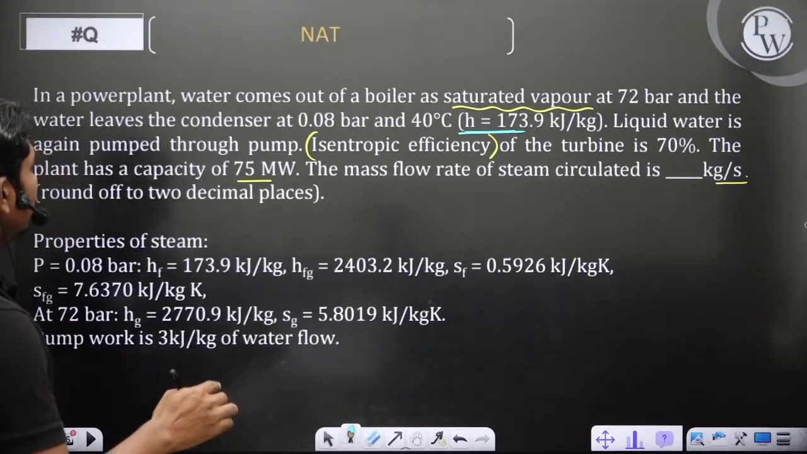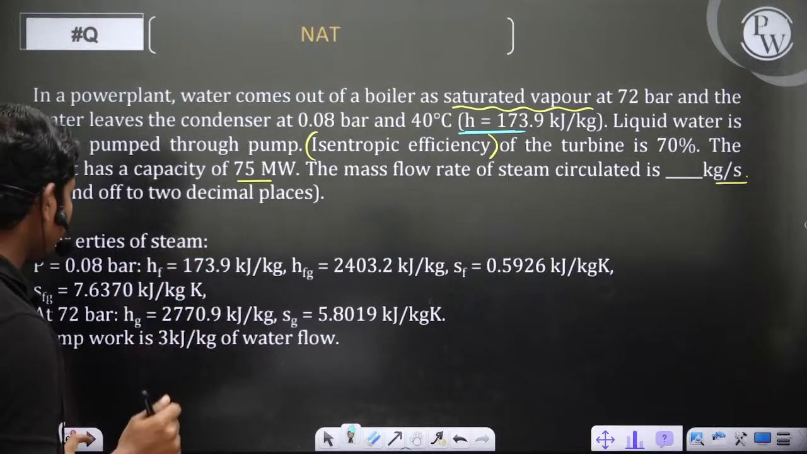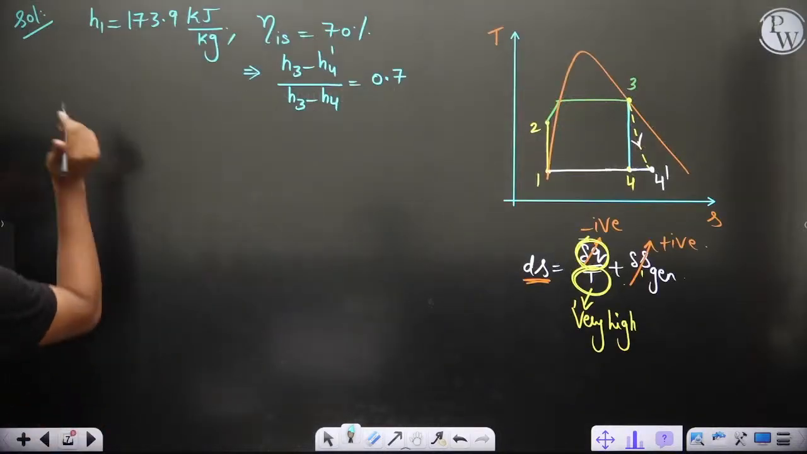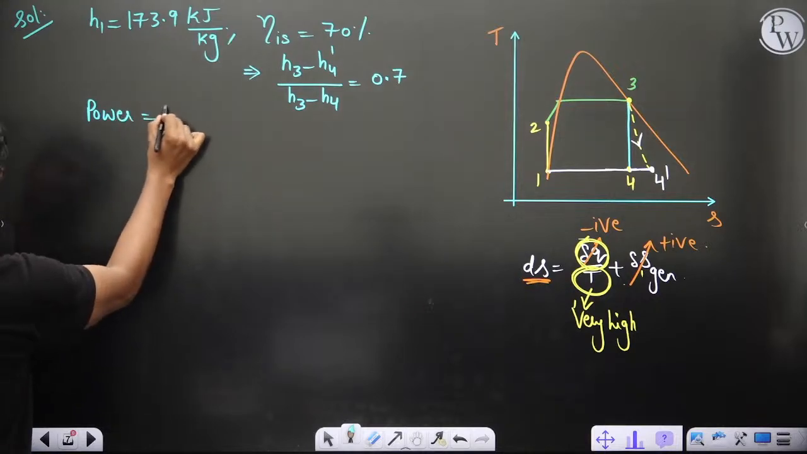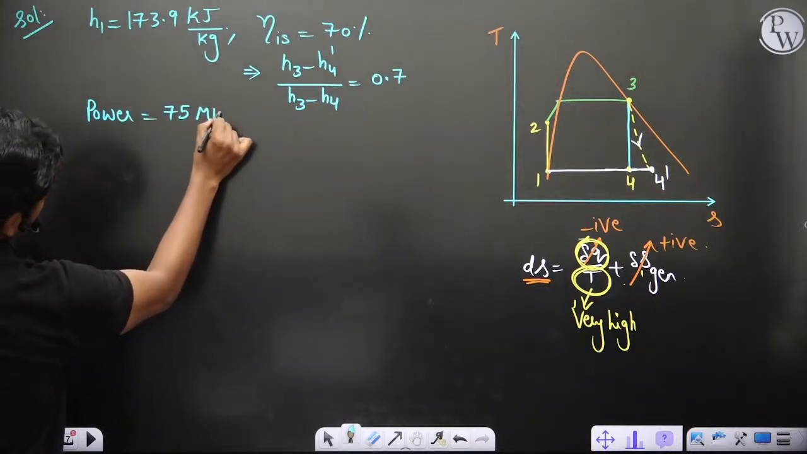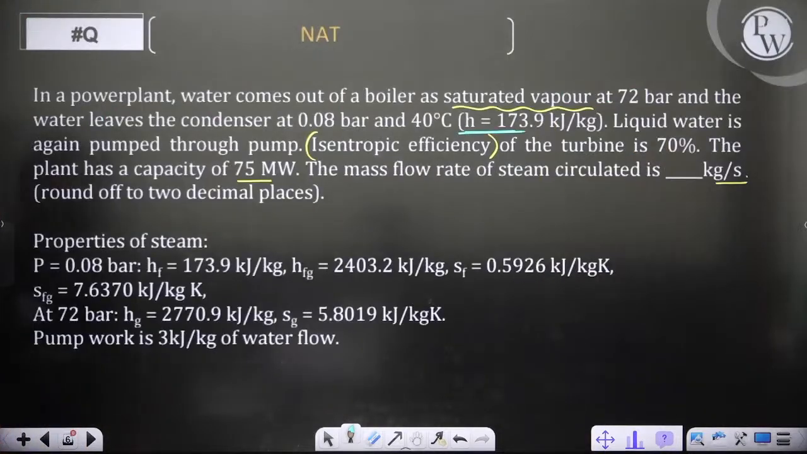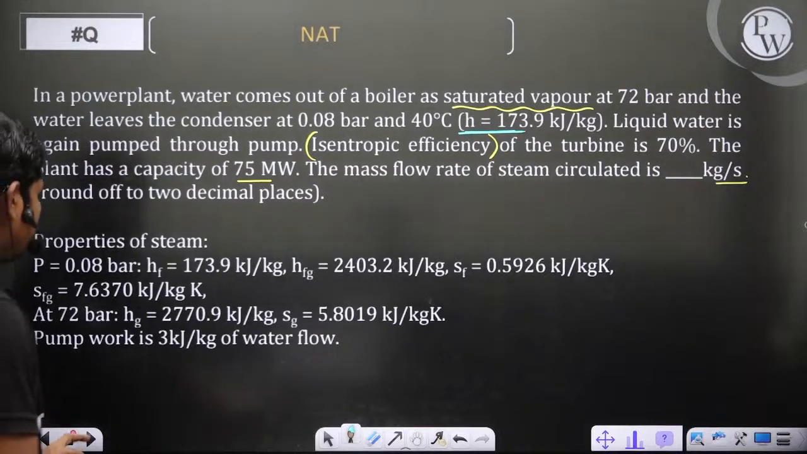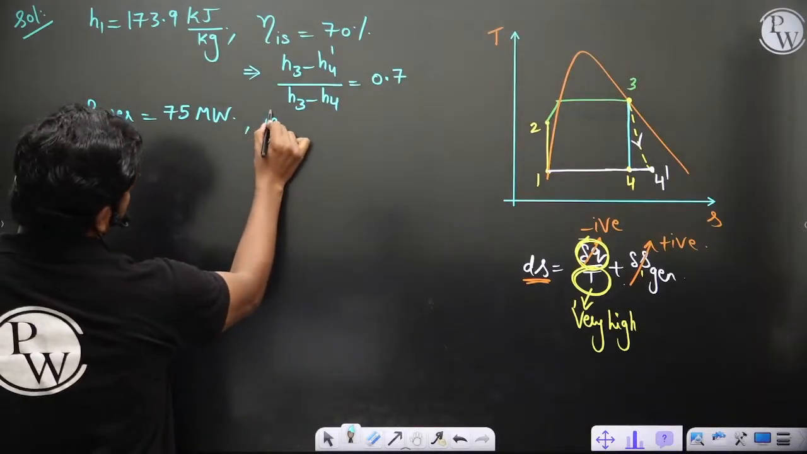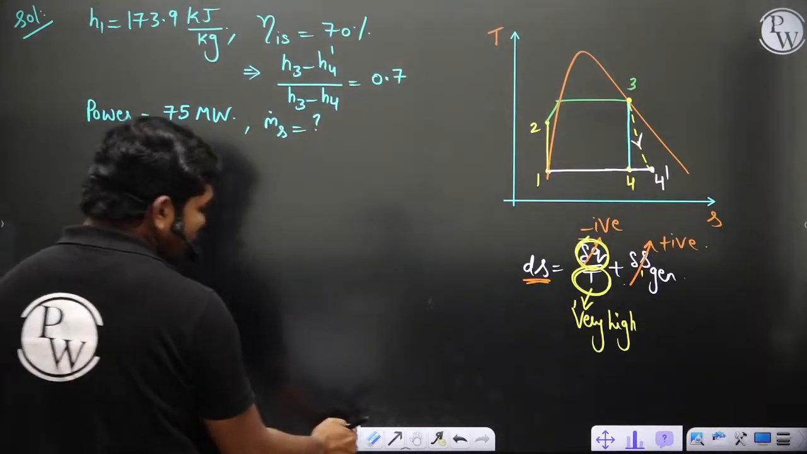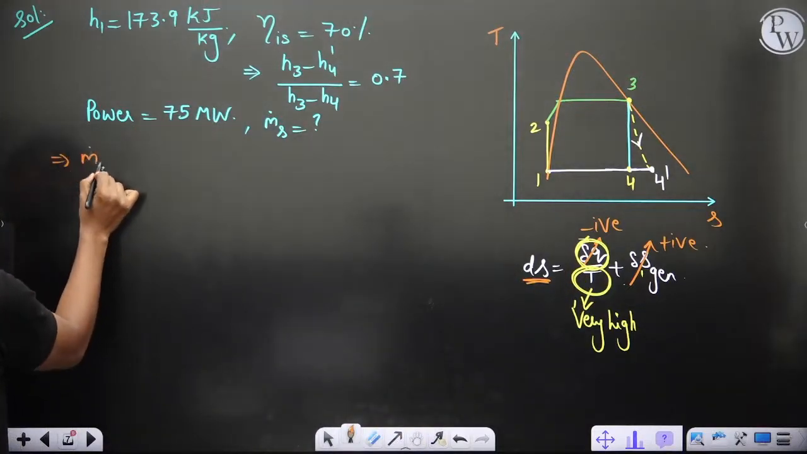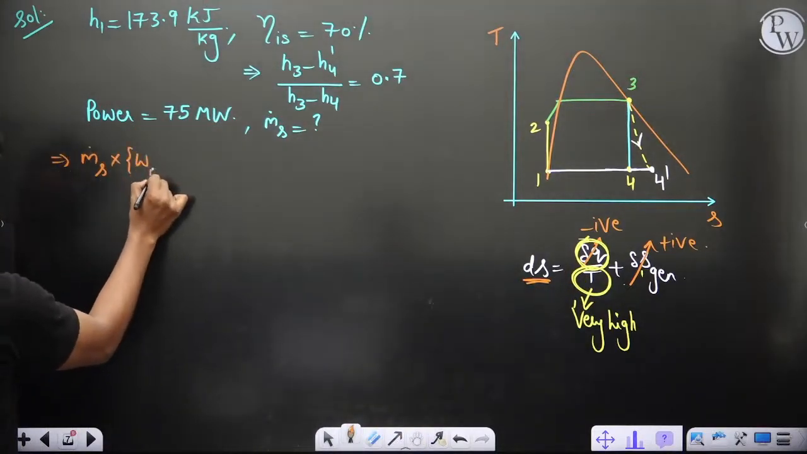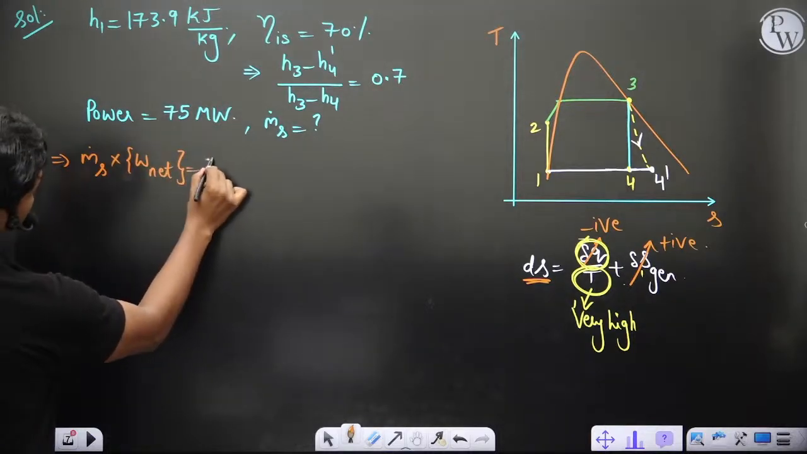Now let's see. The power plant has a capacity of 75 megawatts. So power is equal to 75 megawatts. Clear? It is generating a power of 75 megawatts. Mass flow rate of the steam circulated is dash. What is m dot s? This is what you have. Now clearly we know power is equal to m dot s into W net, which is equal to 75 megawatts.